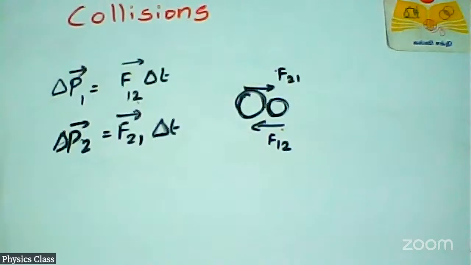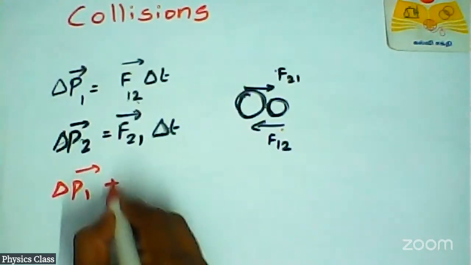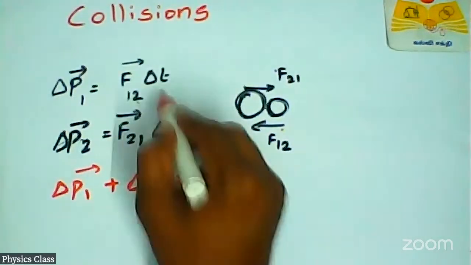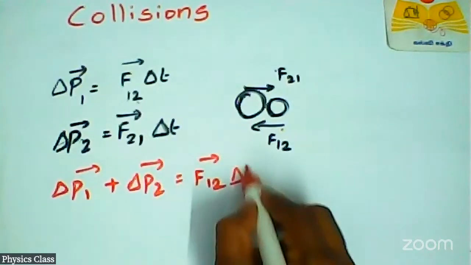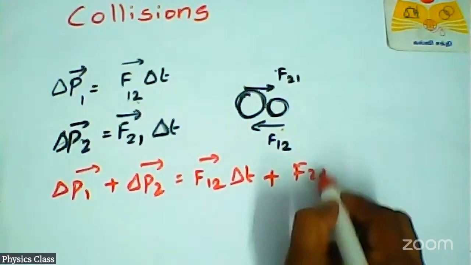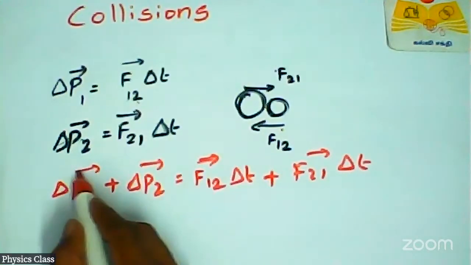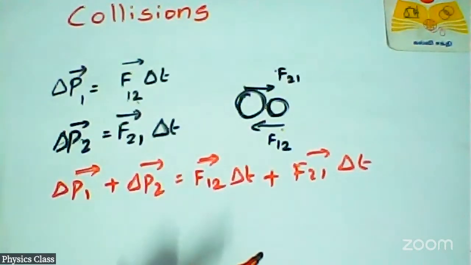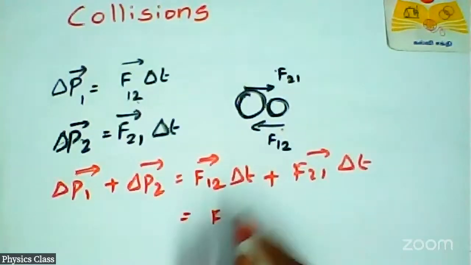Okay. Adding these two equations, del P1 and del P2. Here also we can add F12 del T and F21 del T, because force is a vector quantity and momentum is a vector quantity. Time is a scalar quantity. Okay, right. So we can take del T common.